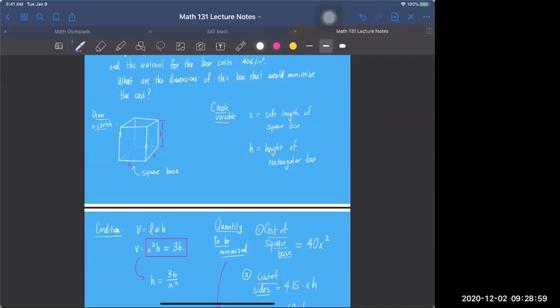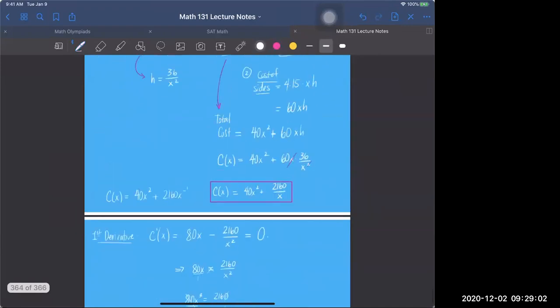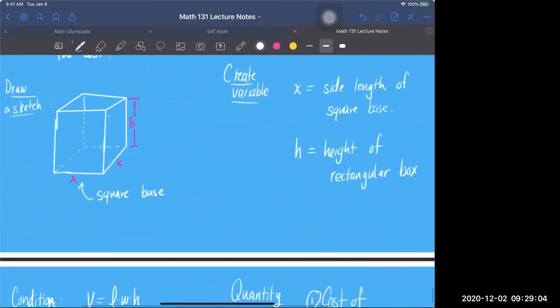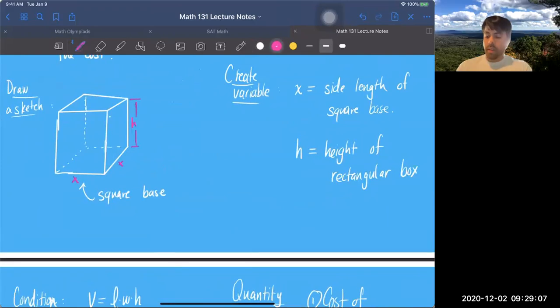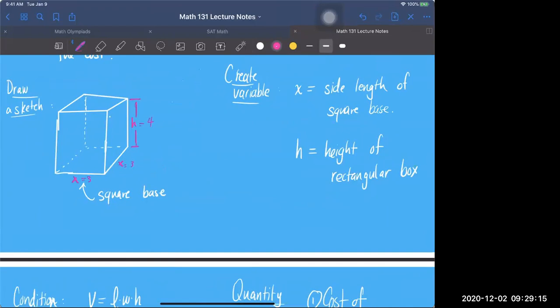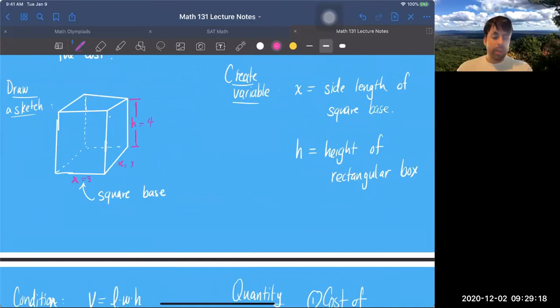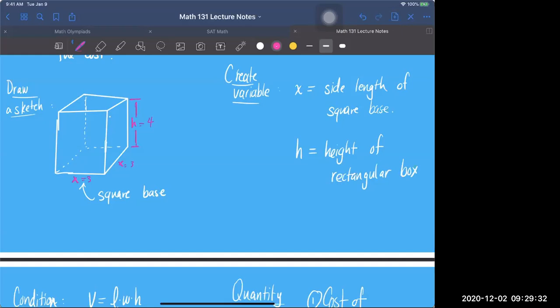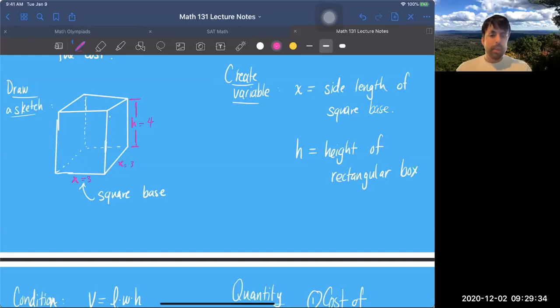So in the sketch right here, x is 3, the other x is 3, and the height is 4. According to what we just found, if we were to make a box like this, the volume would still be 36 cubic inches, and the material that we would spend on making this box would be minimal. Any other dimension, if we were to create it so that the volume is still 36 cubic inches, I would actually have to pay a bit more. Can you believe that?